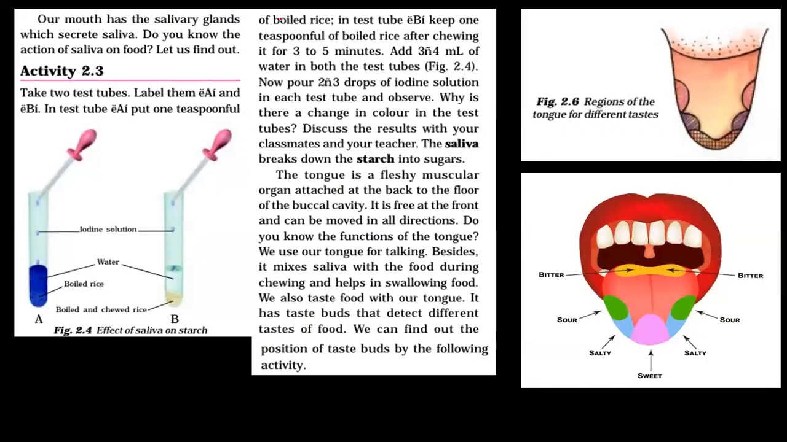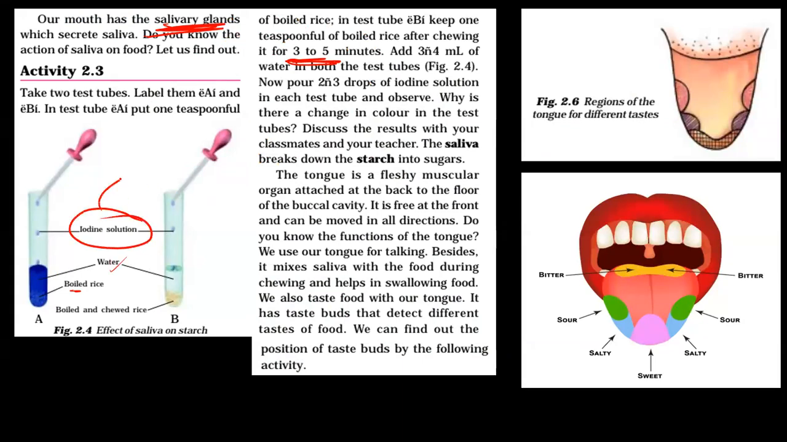Now our mouth also has salivary glands. So in the buccal cavity, we have the first part of the digestive tract, and salivary glands. So this is an activity in which we take two test tubes. In one, we take some boiled rice. In the other, we take chewed rice. We chew this rice for around 3 to 5 minutes and put it in the test tube. We fill it with some water.